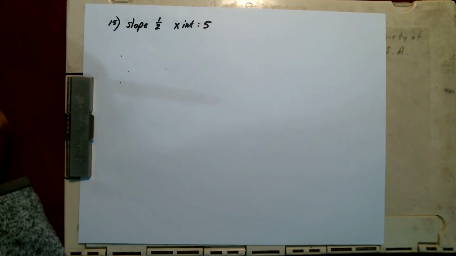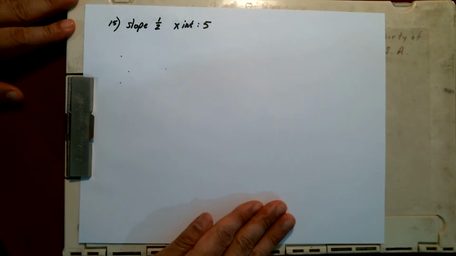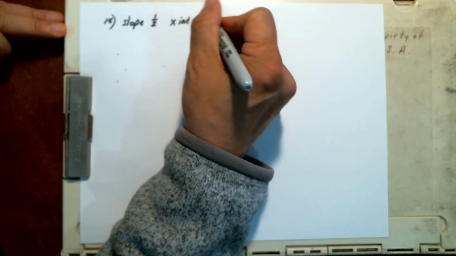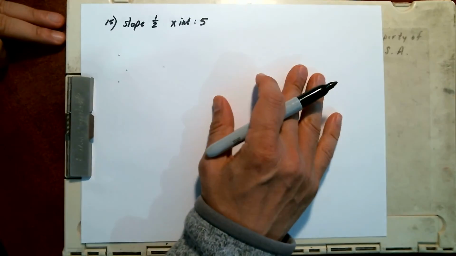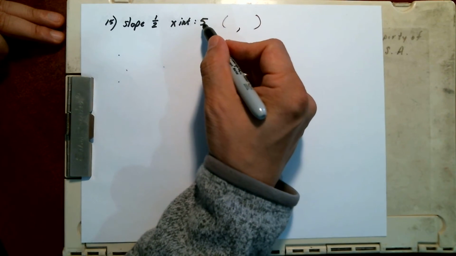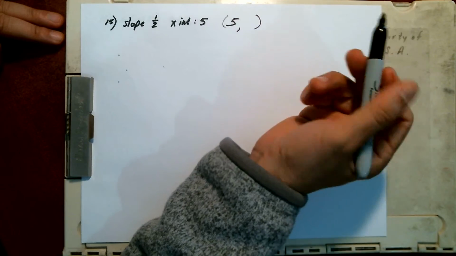They give you a slope of 1/2 and x-intercept of 5. Okay, let's try this one. This is a little tricky. You're not kind of used to this problem. Remember we talked about x-intercept of 5. What does that mean in the coordinate state? It means when the x value is 5, my y value was 0, right?